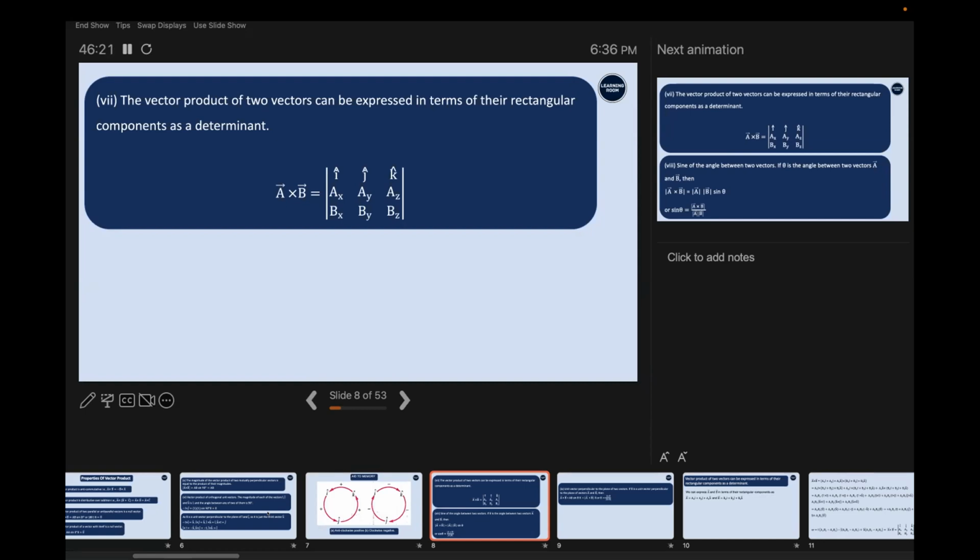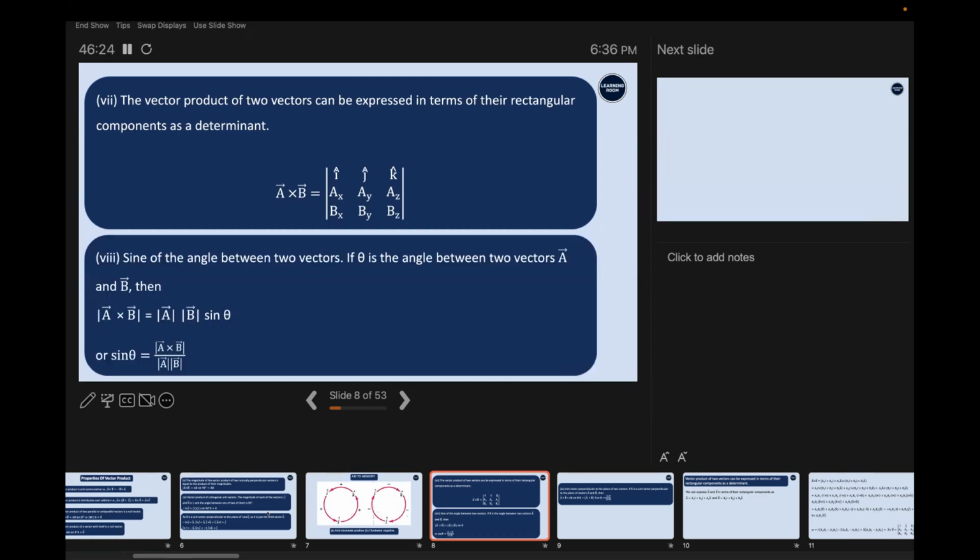Next, if two vectors are given to you in the rectangular components form, but they're asking you to find the angle between those two vectors, there are two ways in which you can find it. One is using the dot product. If you recollect what we did in the case of the dot product, cos theta is equal to a vector dot b vector divided by magnitude of A into magnitude of B. If you want, you can refer to your notes once. We did problems also in the previous class.